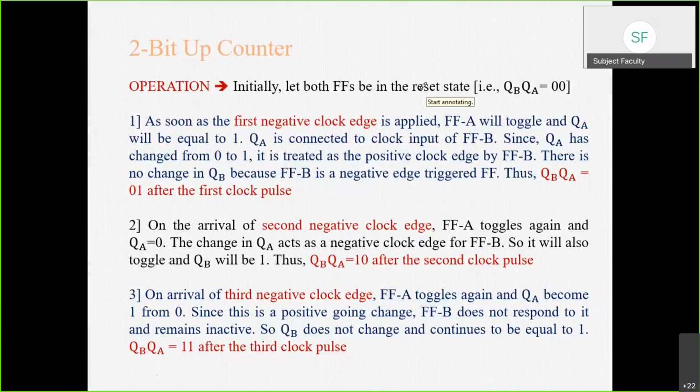Initially both flip-flops are in the reset state, and we have taken QB, the output of the second flip-flop, as the MSB, the most significant bit. Hence we write this as QB QA. So QB QA initially becomes 0 0.